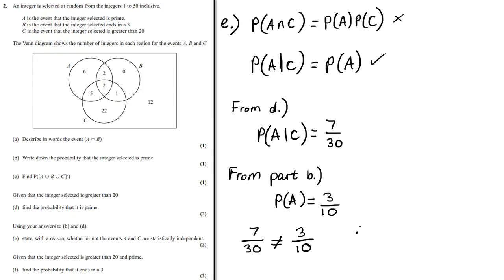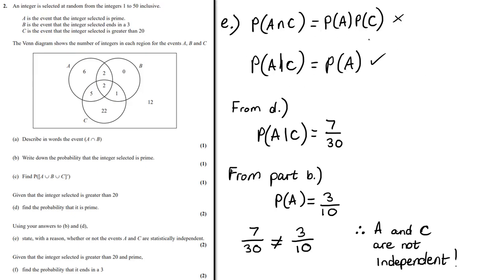So therefore, A and C are not independent. Okay. And there we have it. So that's all we needed to show really for part E. Like I said, there's this formula as well that you can use, but I think you lose the second mark here if you use this formula rather than this. I think the emphasis on the mark scheme is to use this formula.